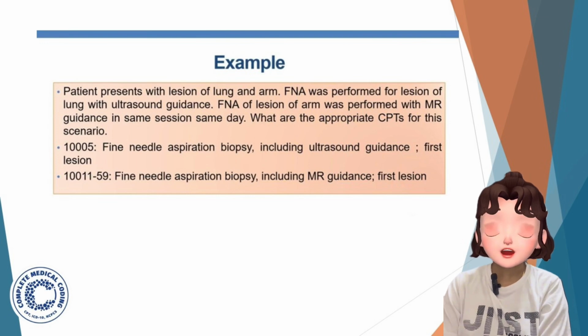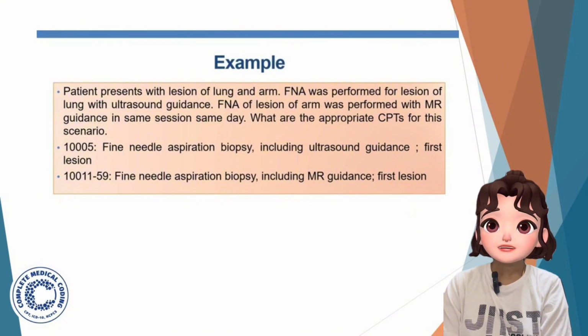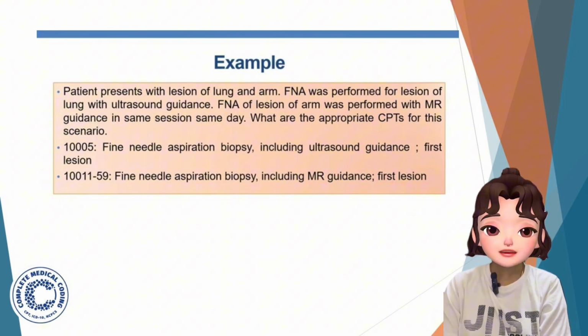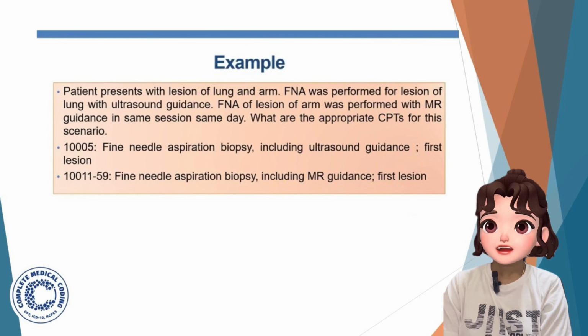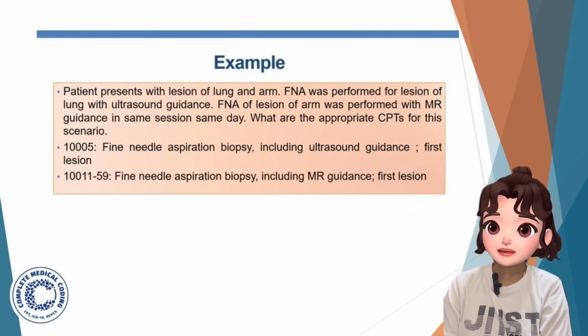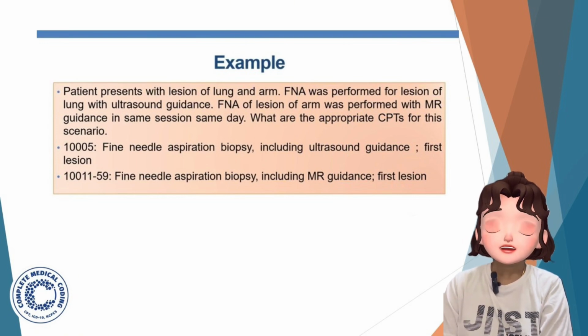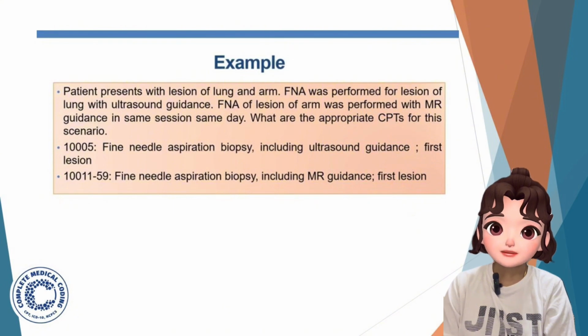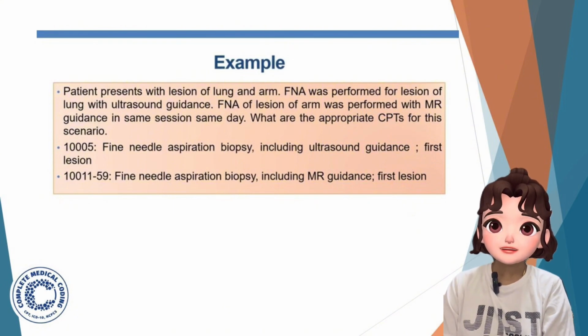So here fine needle aspiration biopsy is done, including ultrasound guidance, for the first lesion. So lesion of lung and arm. Initially the lesion of lung is performed, and then secondly the lesion of arm was performed. So you have to code both. You have to code the second procedure with modifier 59 since it's a distinct procedural service. So 10005, fine needle aspiration biopsy including ultrasound guidance, first lesion.